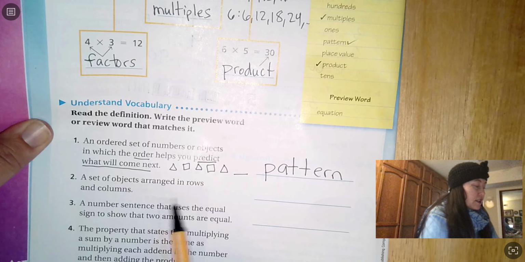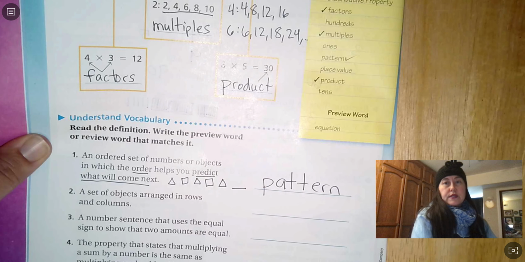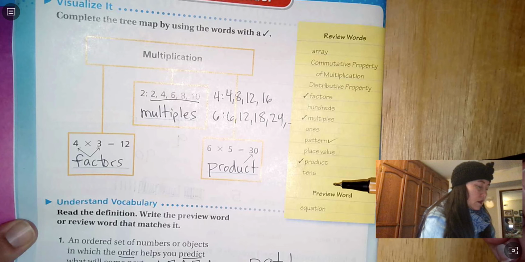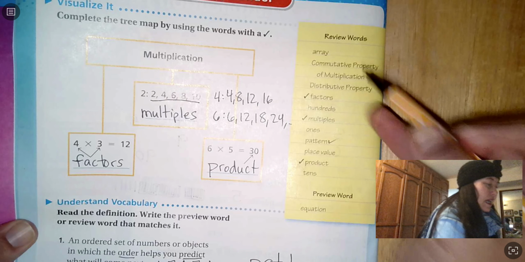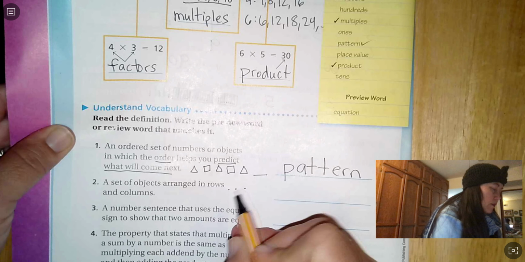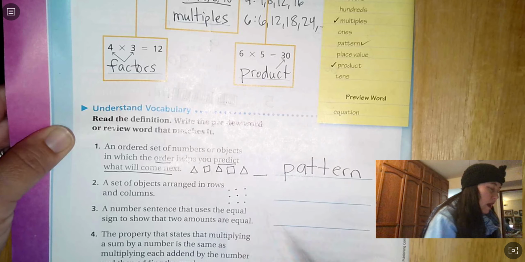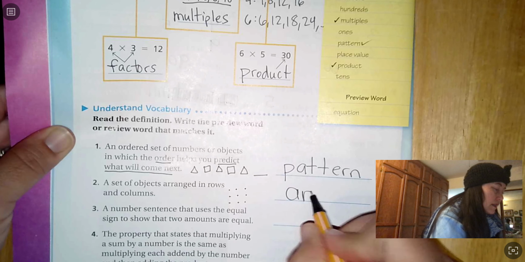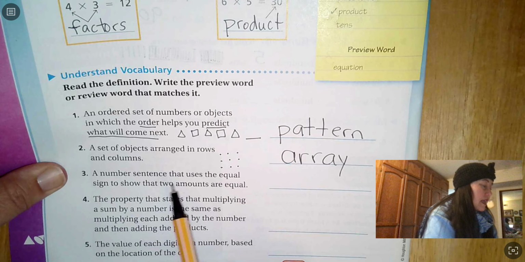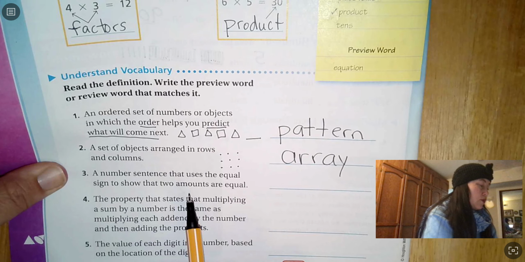A set of objects arranged in rows and columns. Rows and columns. Not these properties. Hundreds, no. We might arrange them in rows and columns. Ones, no. Place value, no. Tens, equation, no. Remember those 3 groups of 3? We might lay them out that way. That's an array. Now, number 3, a number sentence that uses the equal sign to show 2 amounts are equal.